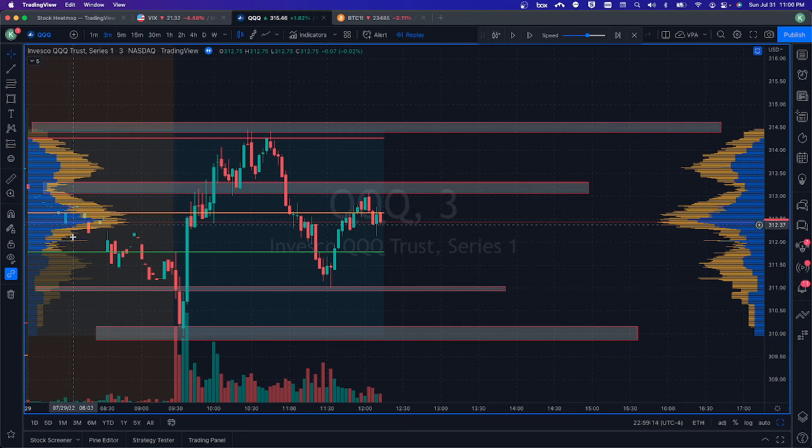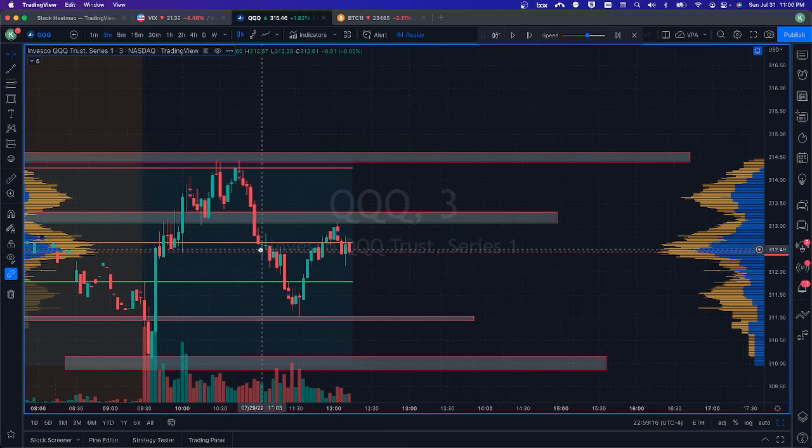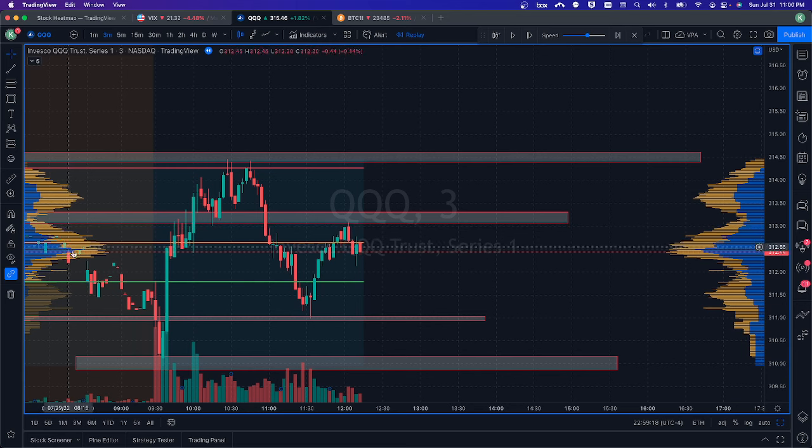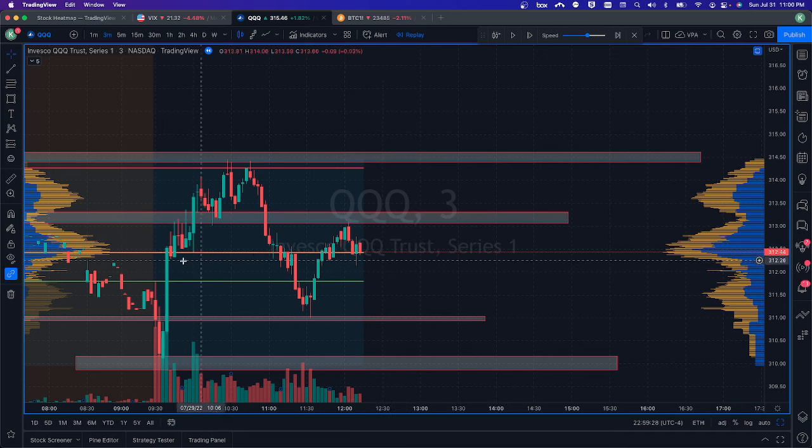So we have all this movement within these high volume nodes. Price is having no problem moving around in there. But as soon as we get to these gaps, price all of a sudden struggles to move higher. So what needs to happen in order for us to move through this volume gap is we need to build up momentum. And now look at this.